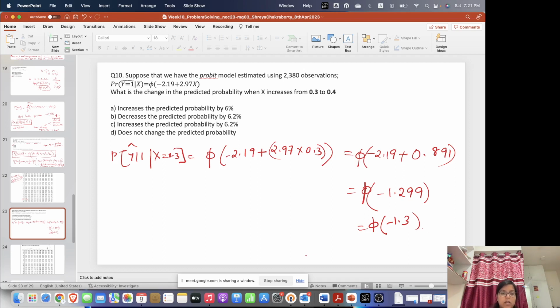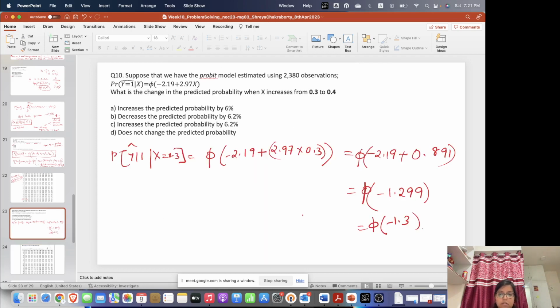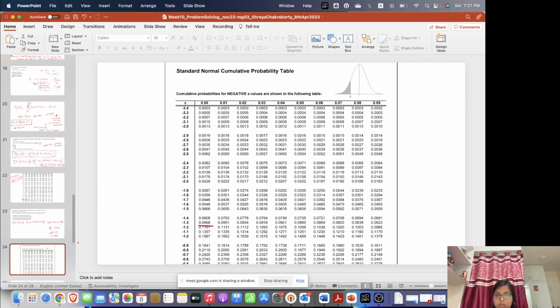So this one, the value is minus 1.3. Zero point 968. Okay, 0.968.